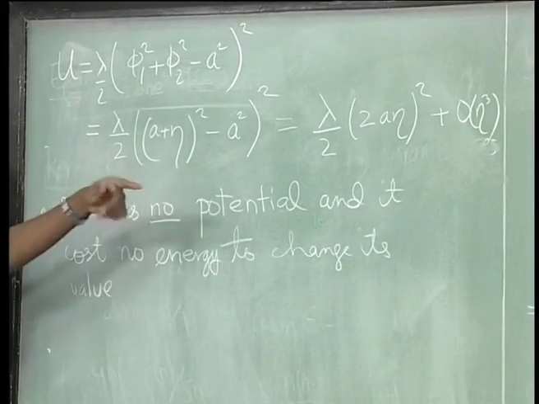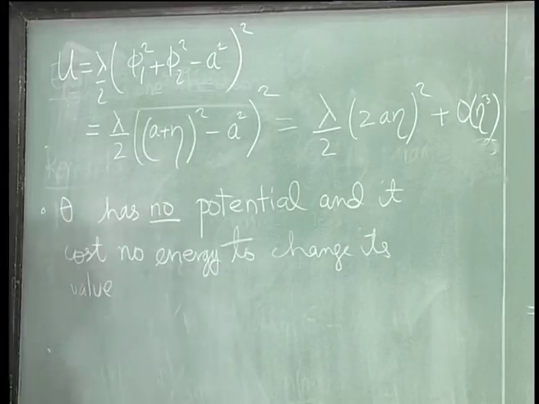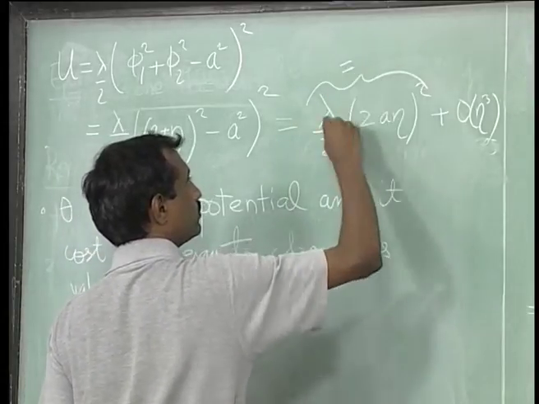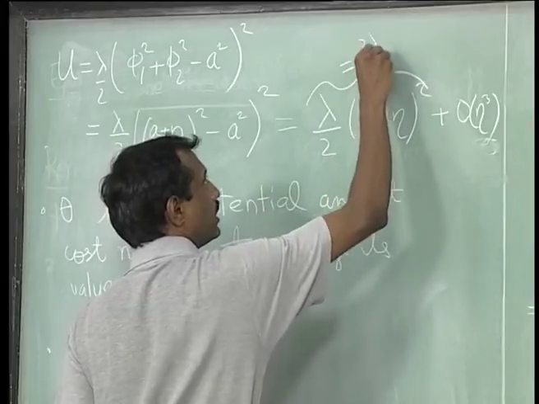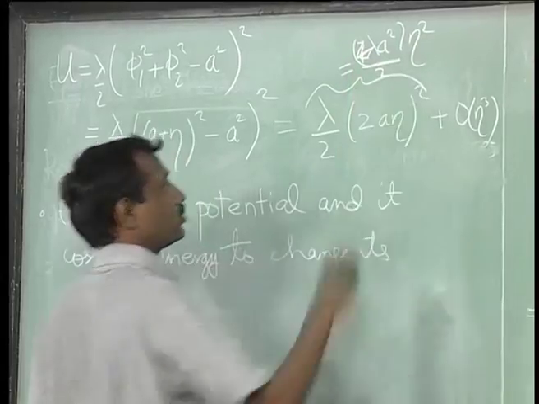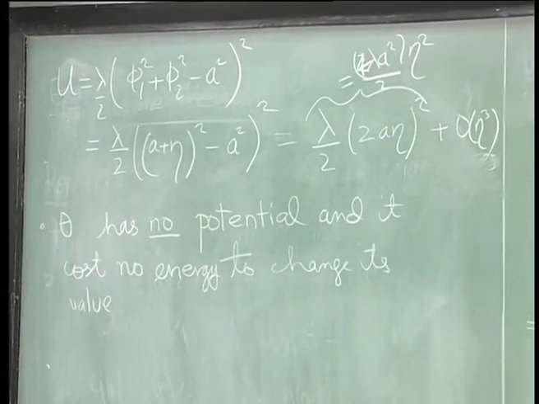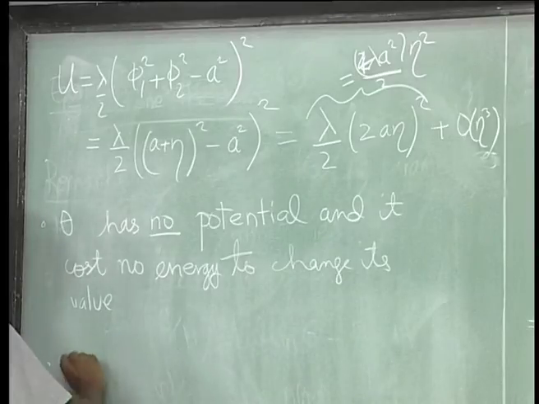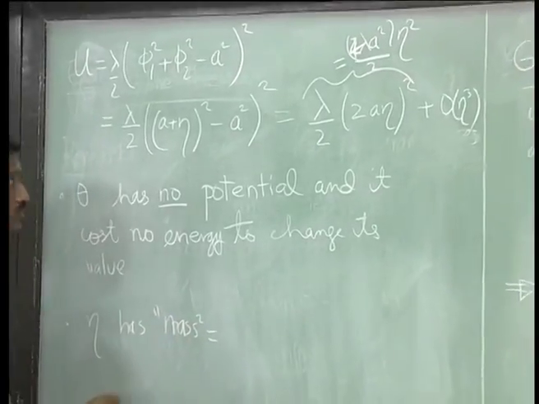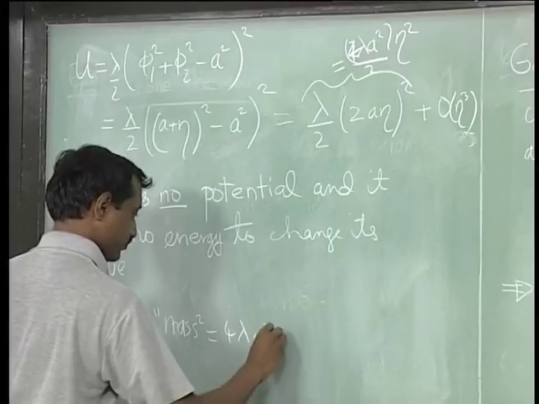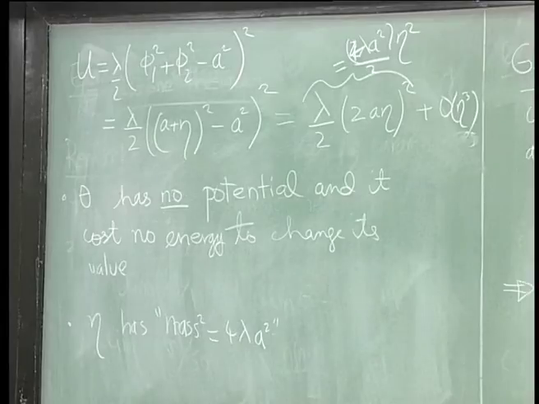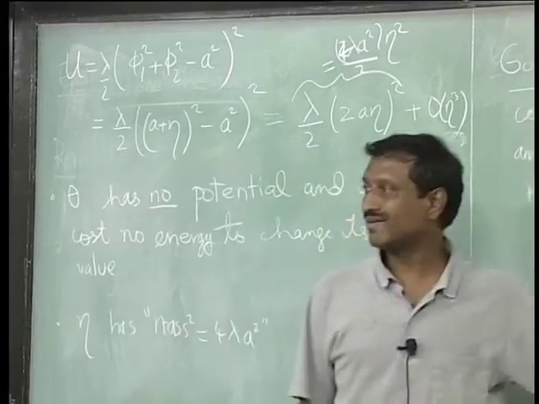The a square cancels. So, the leading term is this sort of a thing, and so this term is equal to lambda. So, you get 2 lambda a square eta square, which I will write as 4 lambda a square upon 2. And eta has mass square equal to 4 lambda a square. Okay. So, this object is precisely what we will call the massless excitation.